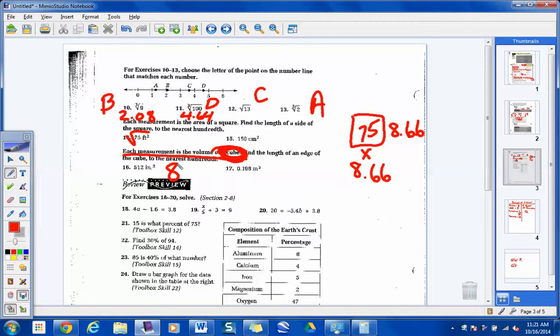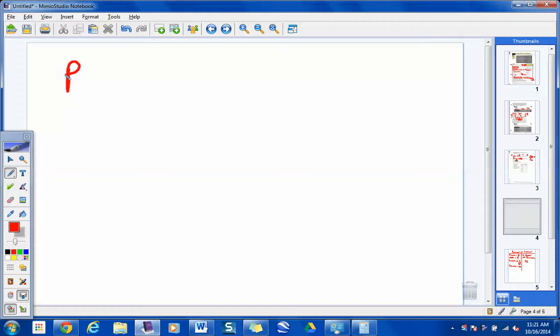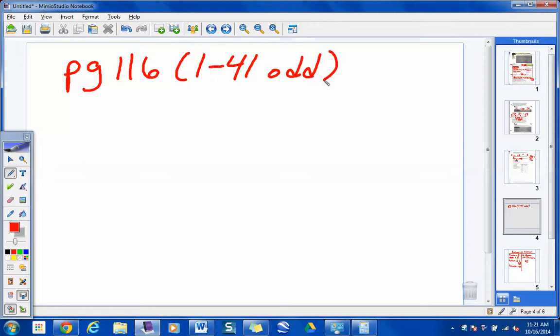Guys, what questions have you got? I'll reiterate your assignment one more time. Assignment won't be due until when? Page 116 is where it starts. I'm asking you 1 through 41 odd. Due for Monday, so get that down. Do you guys have any questions?